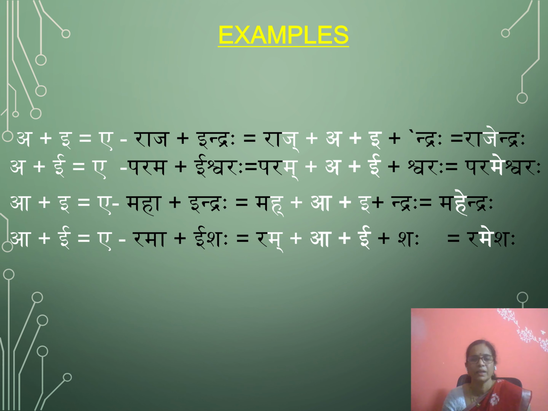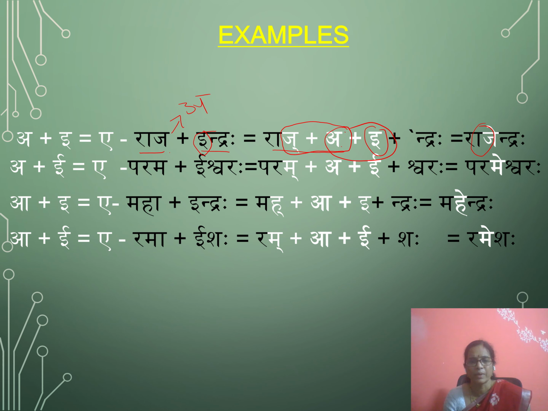Here you can see different combinations of the Guna Sandhi. The first one is Raja plus Indraha. In this, the first word Raja, the last letter ja, has two letters, j plus a. So the first word ends with a, and the second word, Indraha, starts with e. By adding this a and e, we get a: Rajendraha.